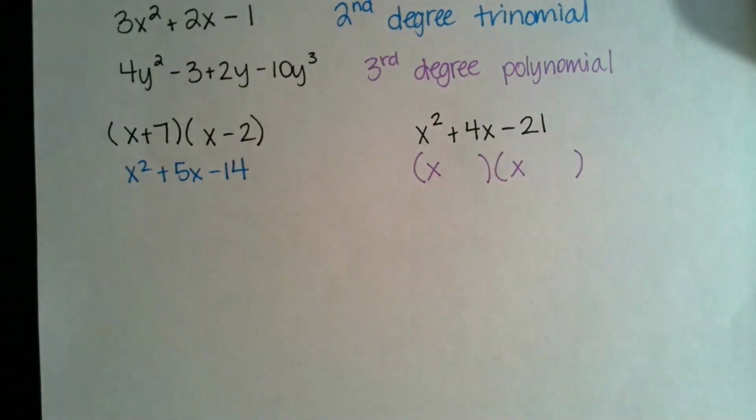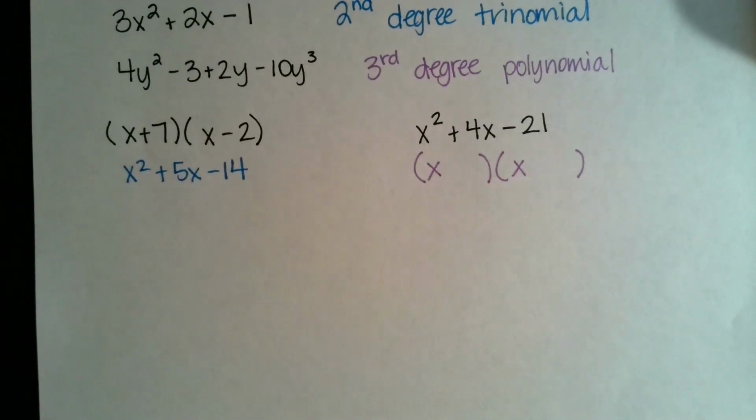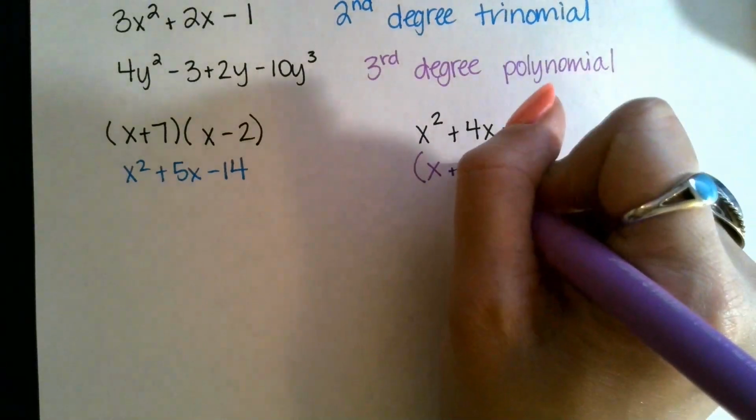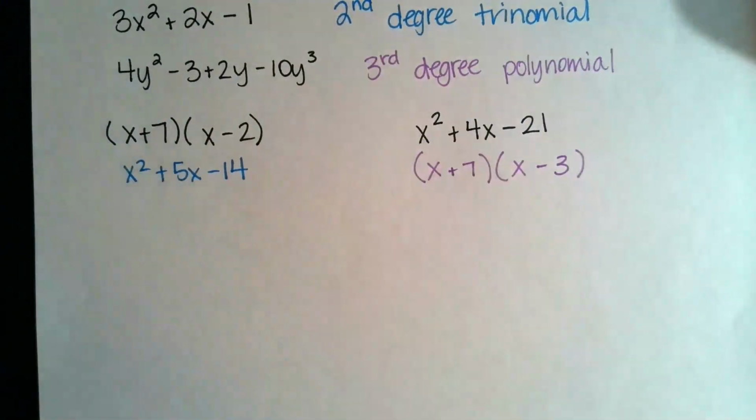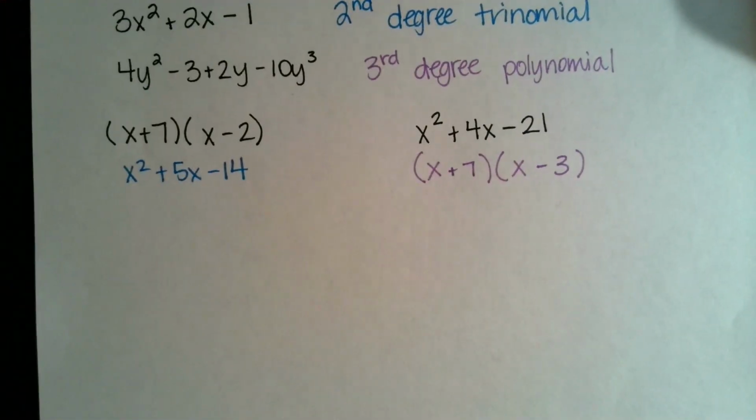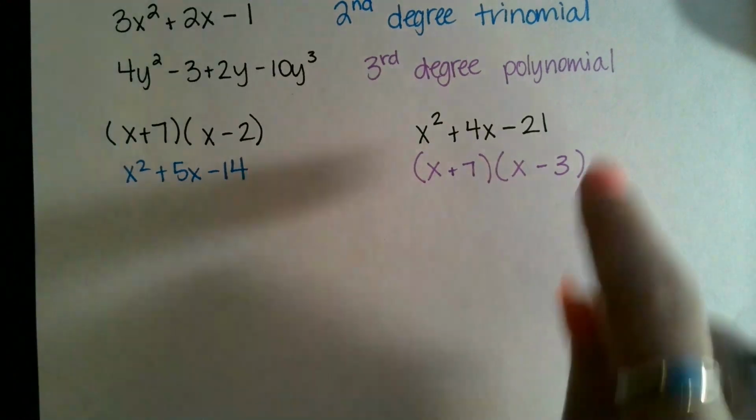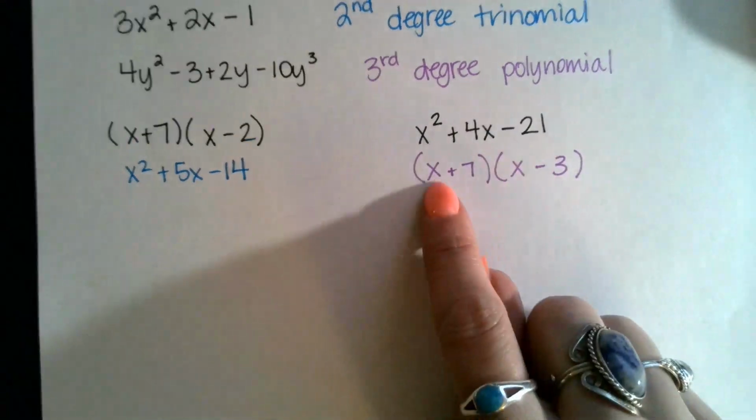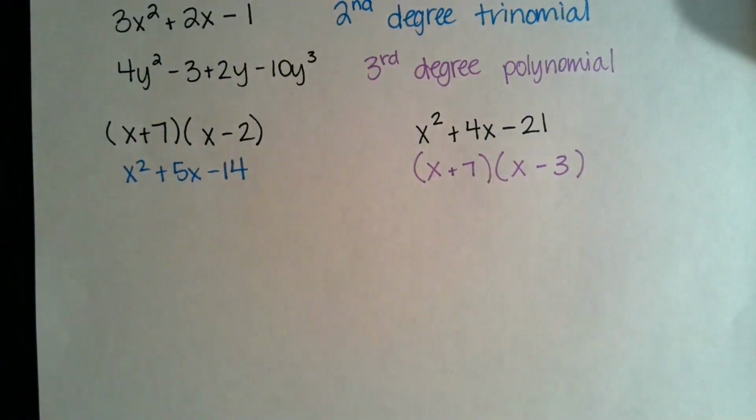I like to draw my parentheses and put my X's in, because I know that that has to be the case. Yeah, positive 7 and negative 3. If you were solving this quadratic, this would be equal to 0. You would set each of these equal to 0. Your answer would be the opposites. So it would be negative 7 and positive 3 would be your solutions if you were solving the quadratic.